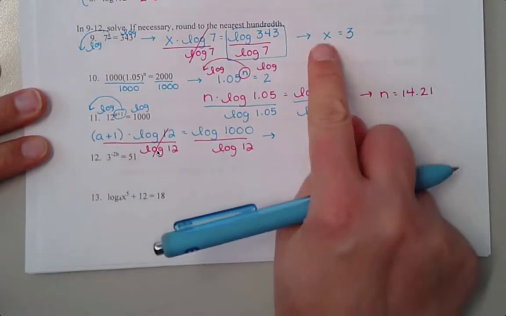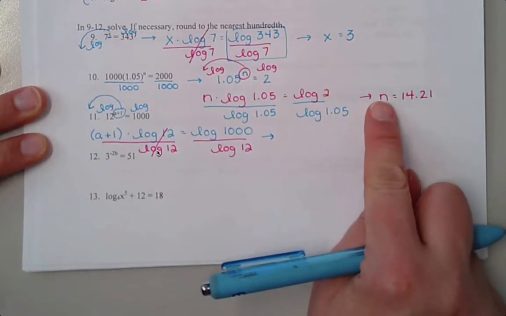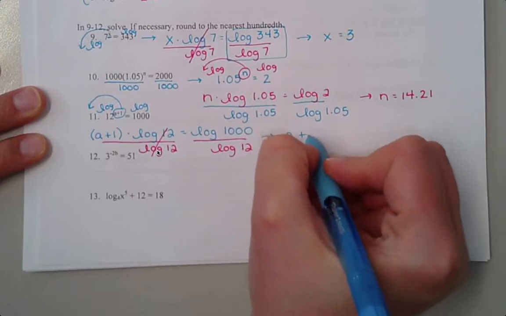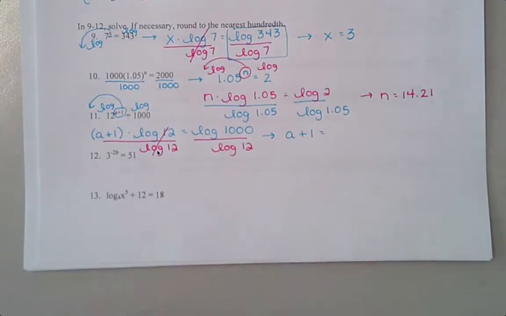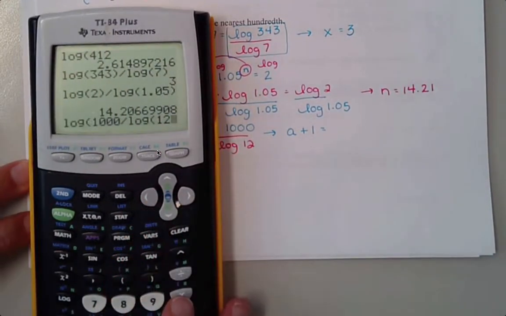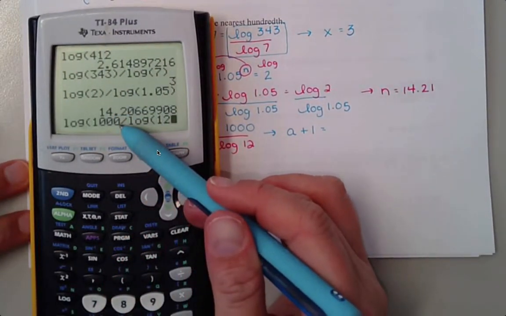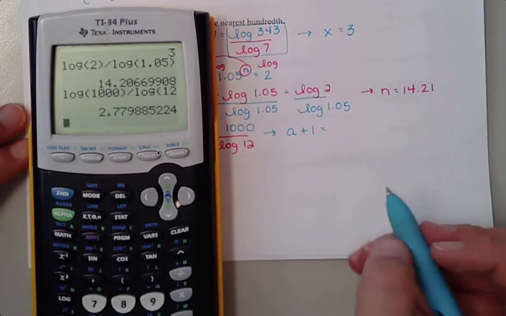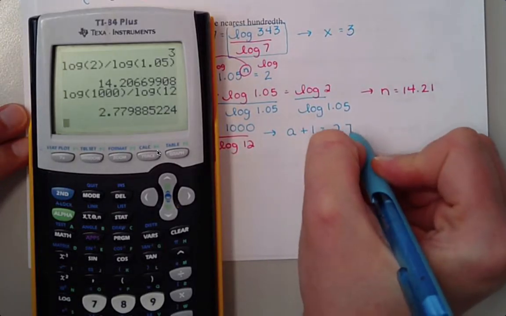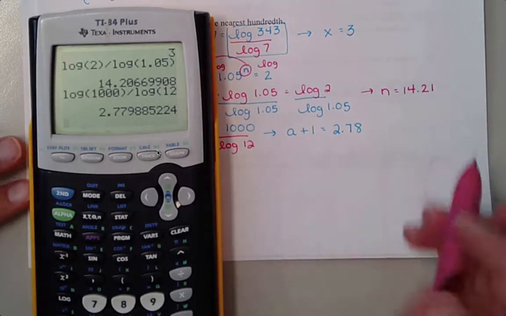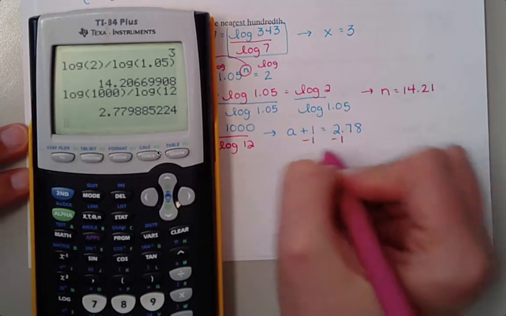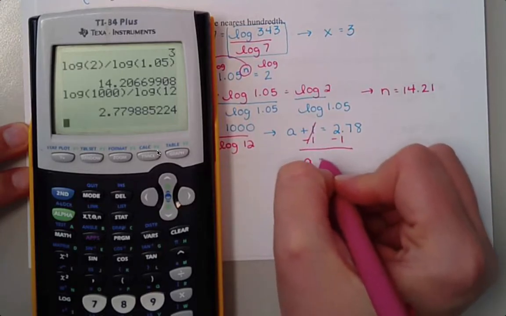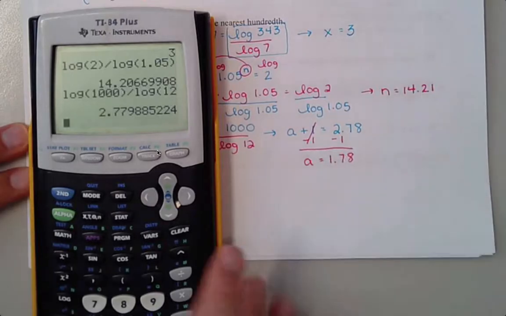So this time, instead of just, like up here I had just x left, here I had just n left, this time I have a plus 1 left, and then I just have to do this thing. Okay, so log of 1,000 divided by log 12. Whoops, I almost made the mistake I keep warning you about. Make sure you close the parenthesis after the 1,000 there. Okay, and I get 2.78. And then just don't forget that because that's a plus 1, we still have to go in and subtract 1 from each side. And we end up with a equals 1.78 for this one.